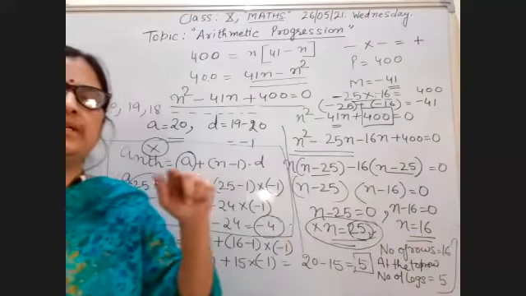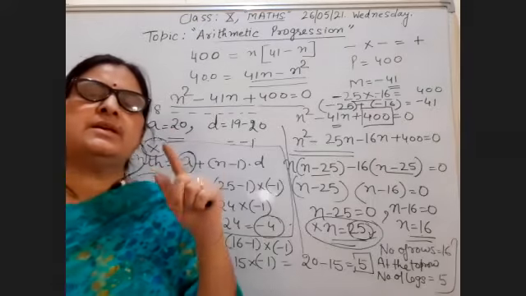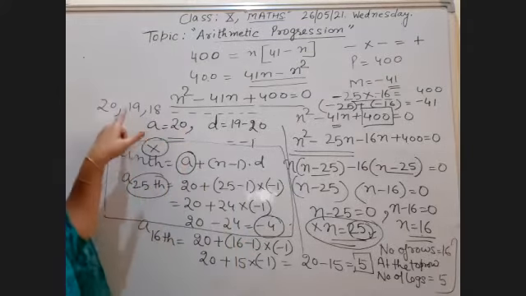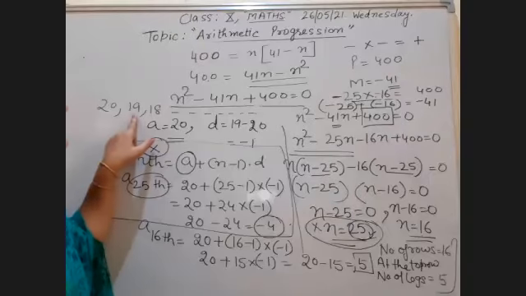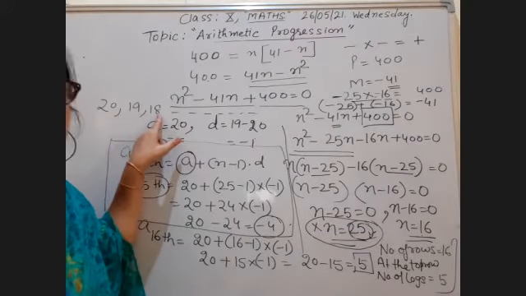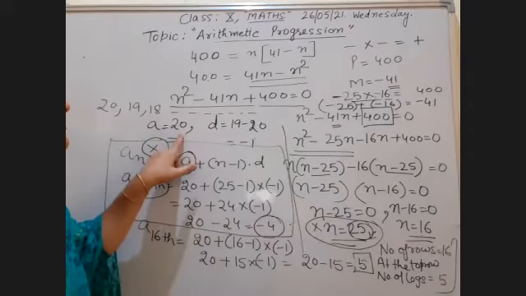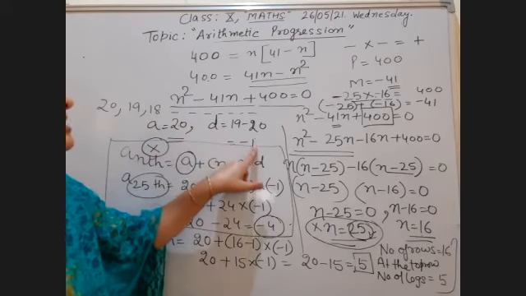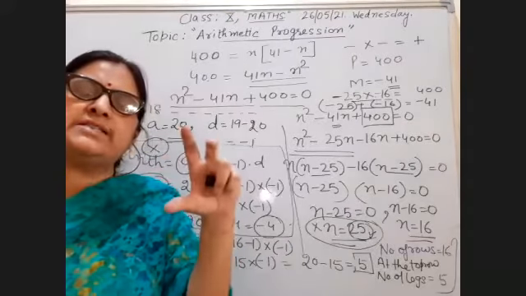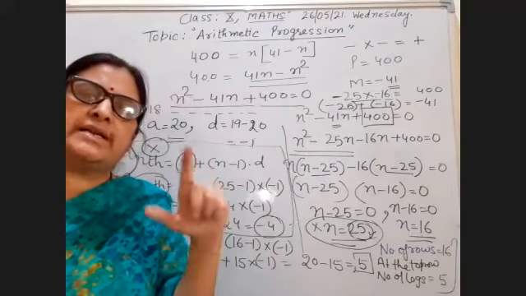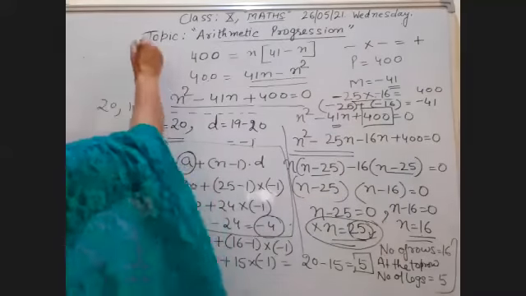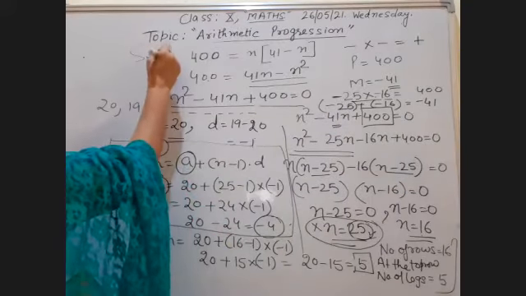I hope you understand this question. Again, I am repeating. In the first row, the logs kept are 20, and then in the second row, it is 19. Then in the third row, it is 18. So an AP is formed here. First term is 20, and the common difference is -1. And the sum of the logs you have to arrange, 200 logs you have to arrange. So Sn given in the question is 400.